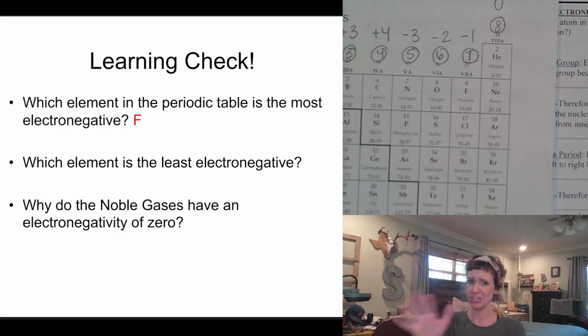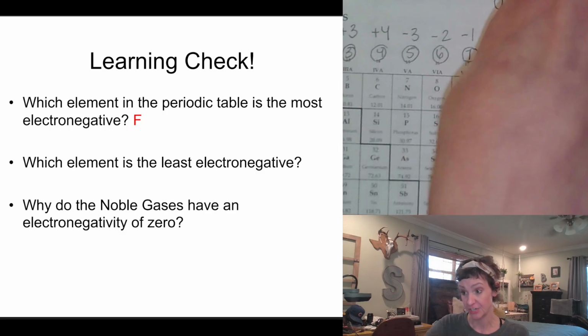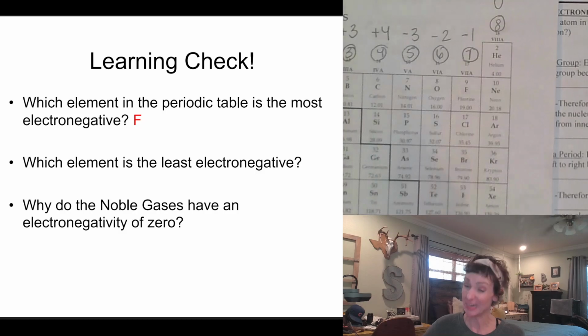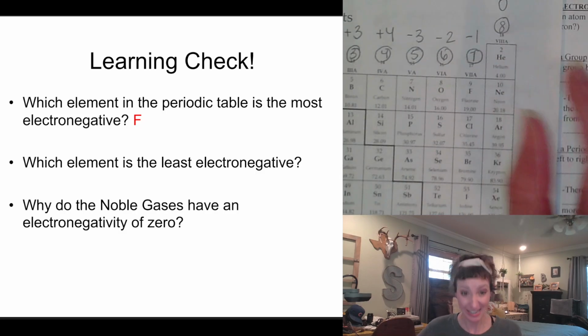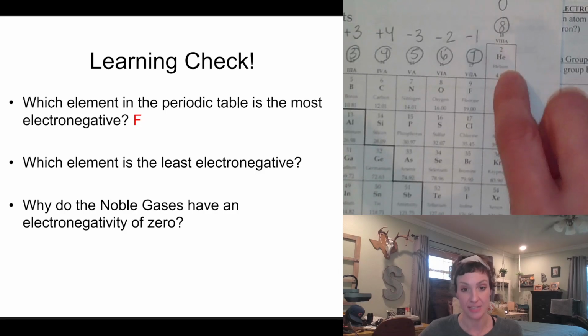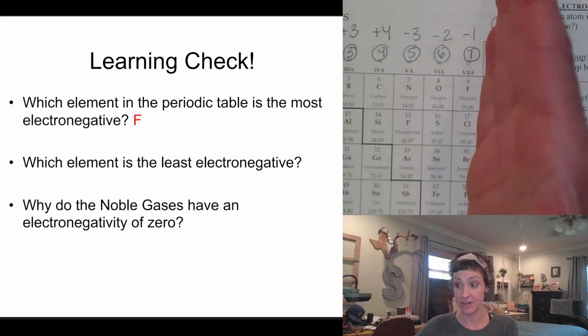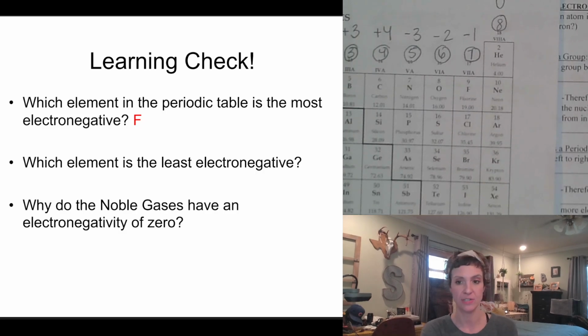If this question was which element on the periodic table has the highest ionization energy, remember that trend is the same. And that trend also includes the noble gases. So highest ionization energy would be helium. It would require the most energy to remove helium's electrons. But highest electronegativity is going to be fluorine, because we ignore those noble gases.